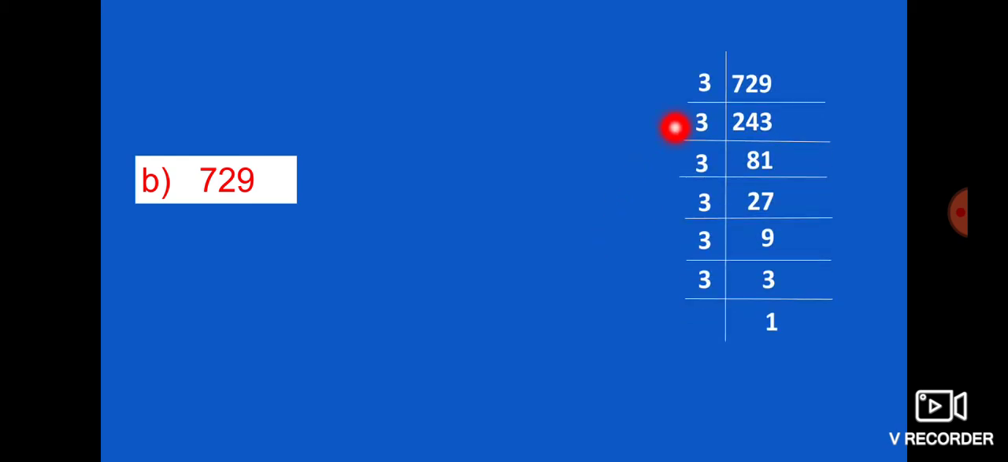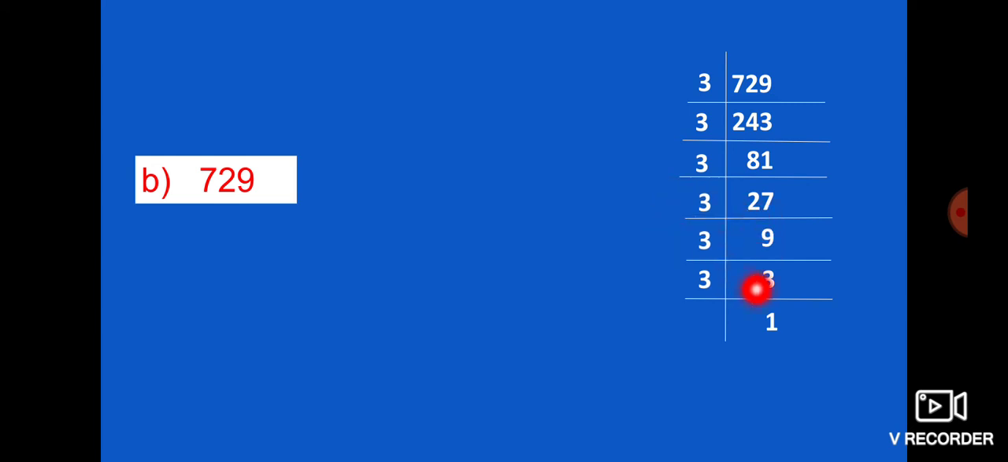Next question, 729. This number is not divisible by 2 because the last digit is 9. So we take 3. In 7, how many 3s? 2 times. 3 into 2, 6. Remaining one, so 12. In 12, how many 3s? 4 times. In 9, how many 3s? 3 times. Next, 243. In 24, how many 3s? 8. 3 into 8, 24. Then remaining number 3. In 3, how many 3s? 1. 81. In 81, how many 3s? 27. In 27, how many 3s? 9.